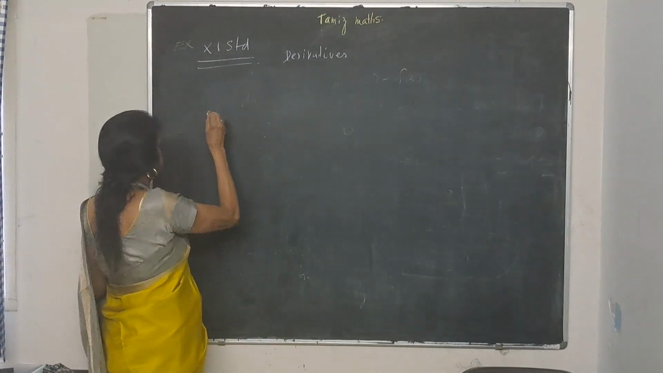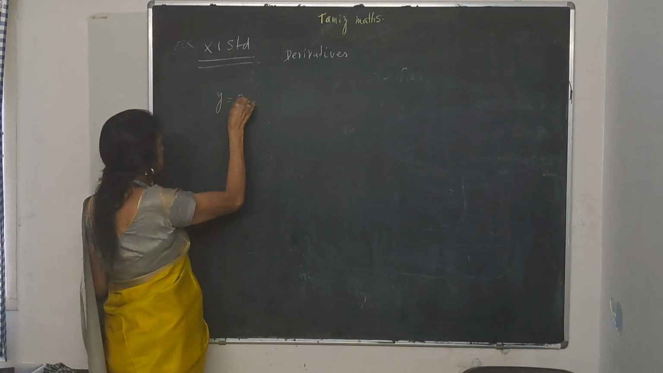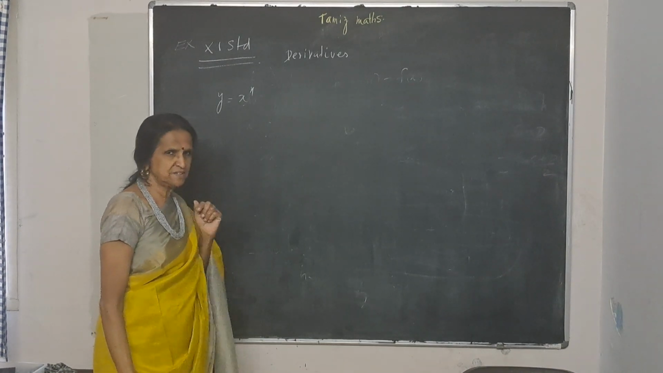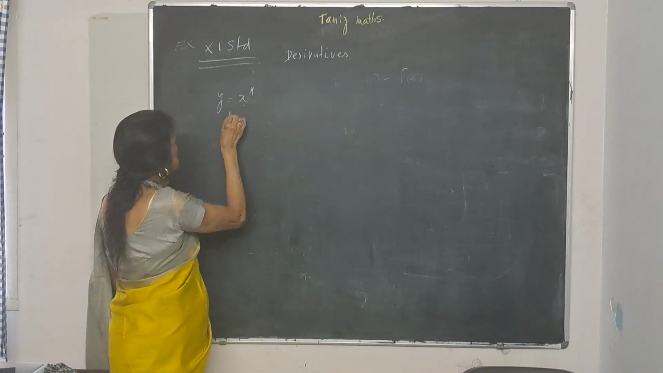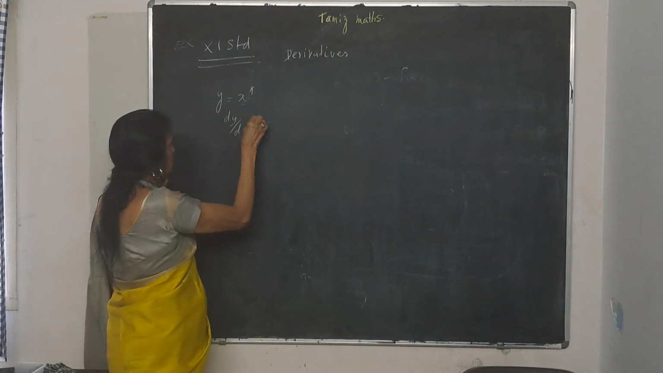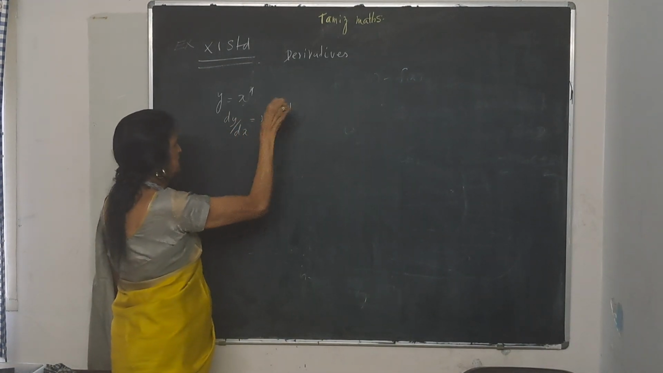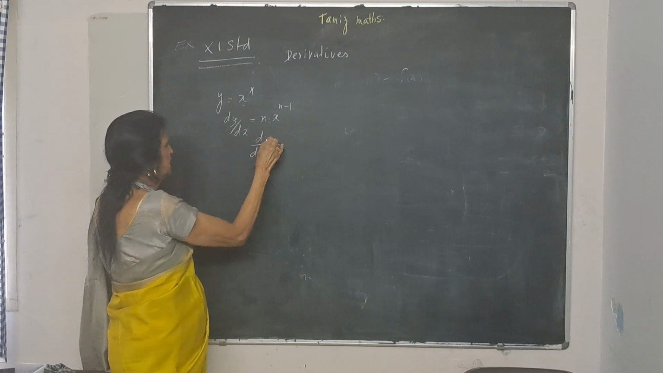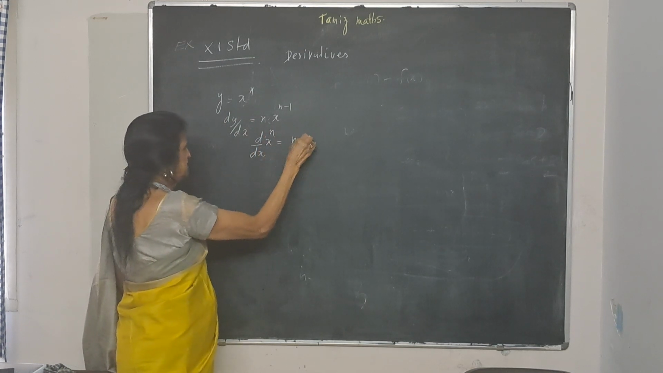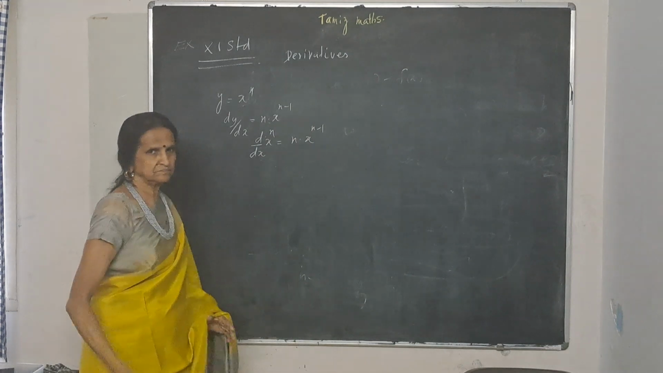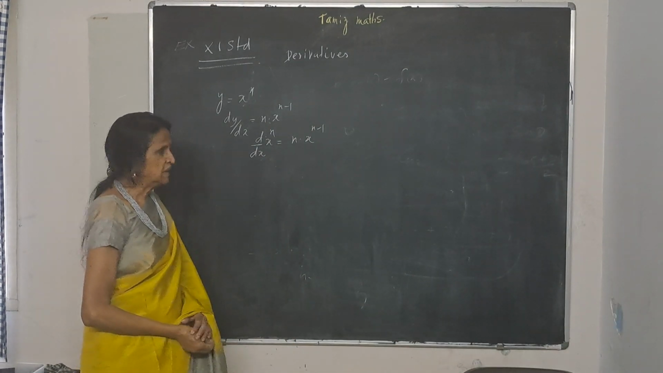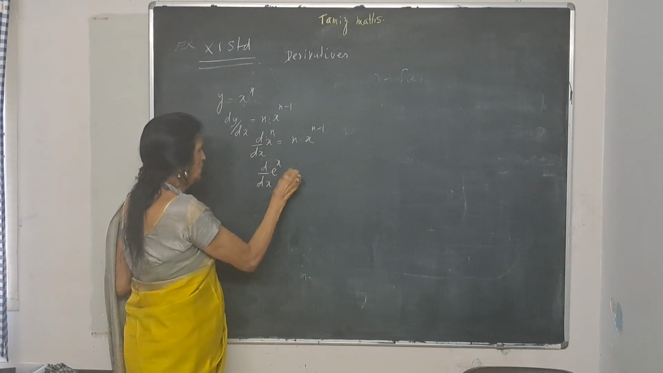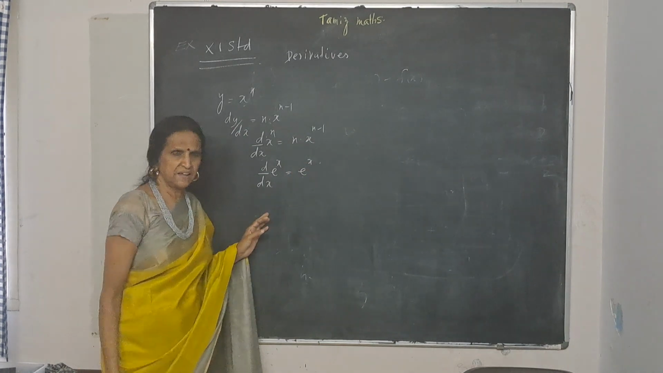Now, first, if y is equal to x power n, x square was 2x. I just did one small example for you. So dy by dx of x power n will be n into x power n minus 1. So you now learn to write it like this: d by dx of x power n is n into x power n minus 1. Correct. Next, d by dx of e power x will be equal to the same e power x.